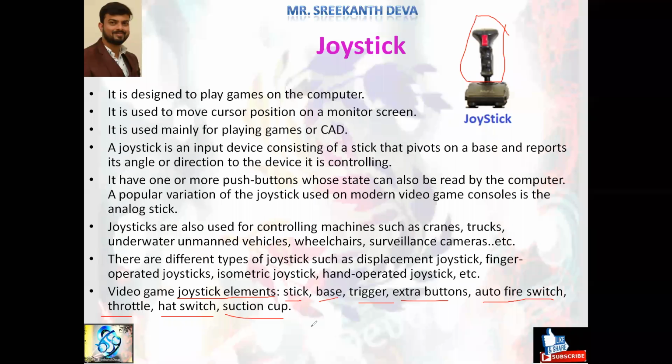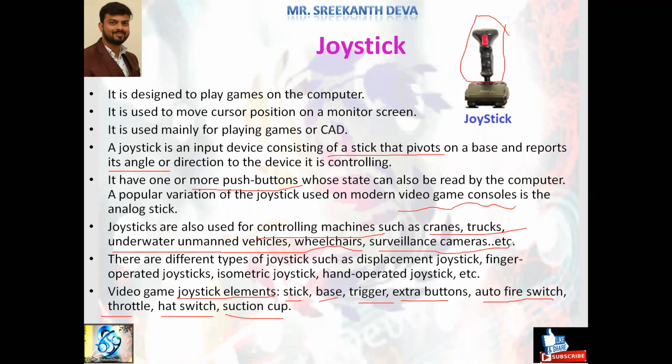See, joysticks are also used in industry, to control the operations of computer driven machines like huge cranes. Simply we can call the joystick a cursor control input device used mainly for computer games. It is mainly a stick that pivots on a base and reports its angle. It has one or more push buttons whose state can also be read by the computer. A popular variation of the joystick is used on modern video games. Generally these joysticks are used in games. It is also used for controlling machines like cranes, trucks, underwater vehicles, wheelchairs, surveillance cameras, and so on.